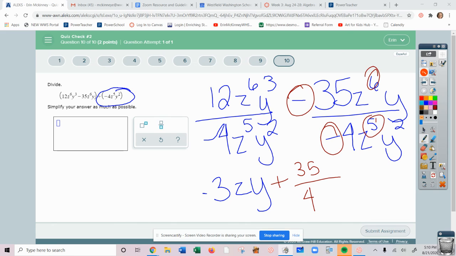6 minus 5 is positive 1, so that's z going on the top, right? When it's positive, it goes in the numerator. And then 1 minus 2 is negative 1. When it's negative, it goes on the denominator.